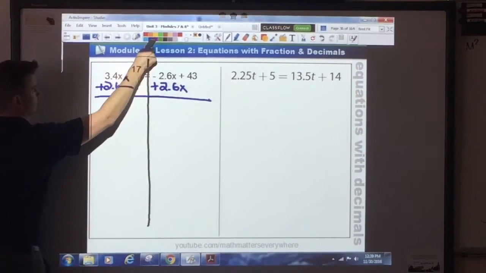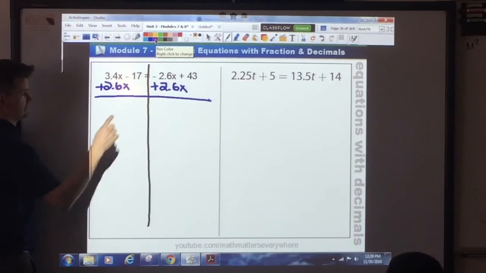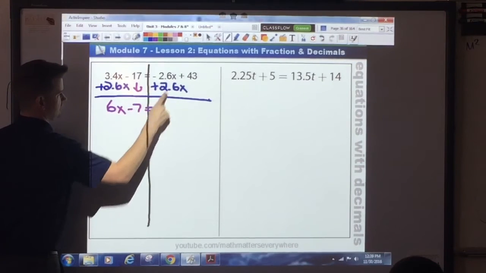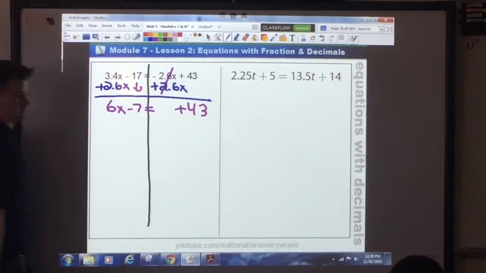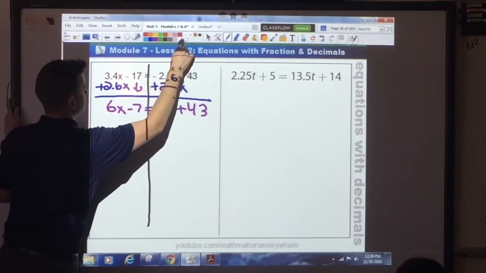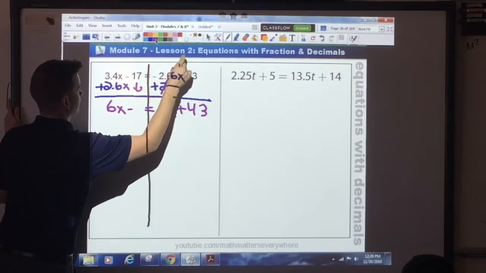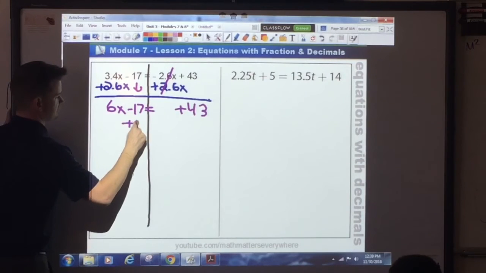And you work from left to right. 3.4 plus 2.6 gives me 6. I have 6x. I bring down the negative 17 equals, that will cancel, positive 43. Oh, negative 17. Good catch. There we go. Okay, so now that we're here, we add 17 to both sides.